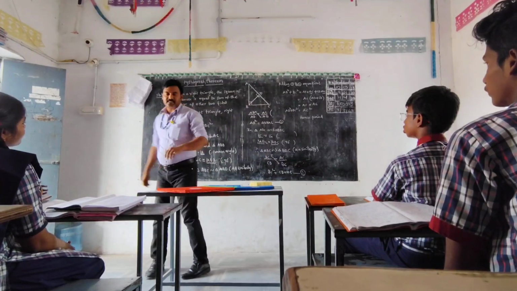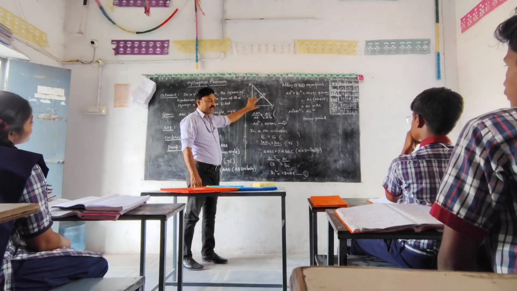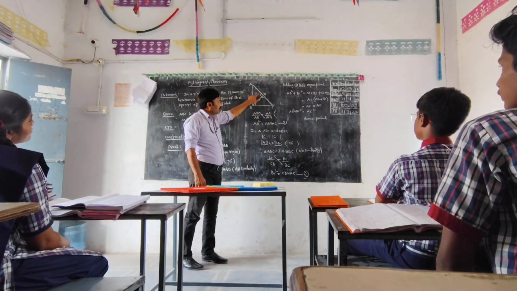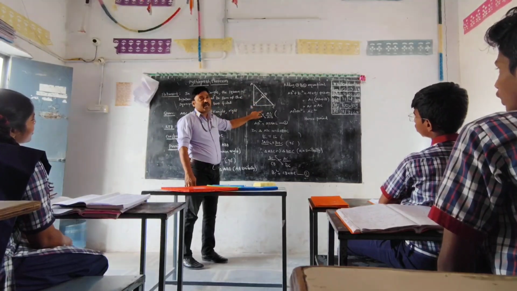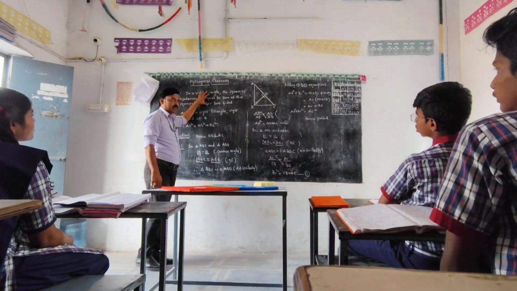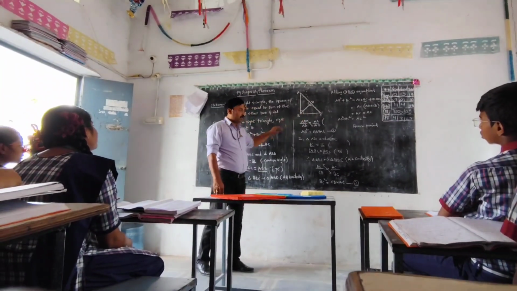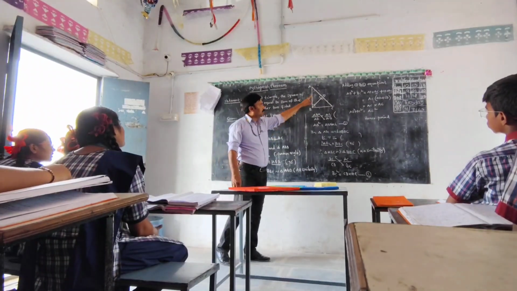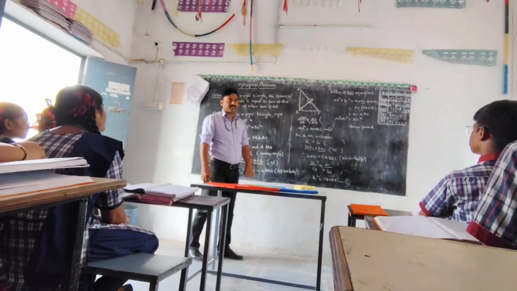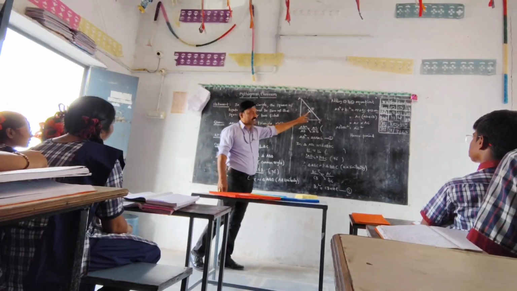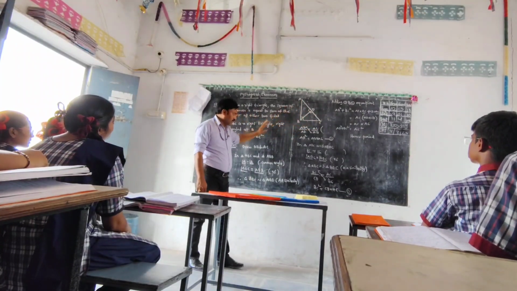So once again I will repeat. Listen. Pythagoras theorem exists only in a right angle triangle. In a right angle triangle, the square of the hypotenuse is equal to the sum of the squares of the other two sides. That is the statement. What is given: ABC is a right angle triangle, right angle at B. What we have to prove: hypotenuse AC square is equal to AB square plus BC square. For proving this, we have to construct BD perpendicular to AC. So we have constructed. Now the proof.